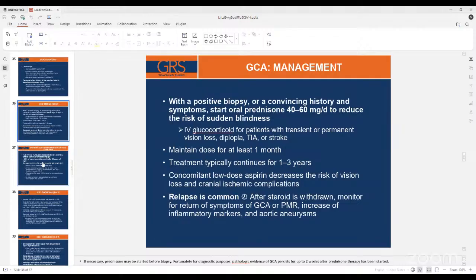Treatment typically continues for 1 to 3 years, and concomitant low-dose aspirin decreases the risk of vision loss and cranial ischemic complications. Relapse is common after steroids are withdrawn. Monitor the patient for the return of symptoms of giant cell arteritis or polymyalgia rheumatica, as they're closely related, and monitor for increases in inflammatory markers.